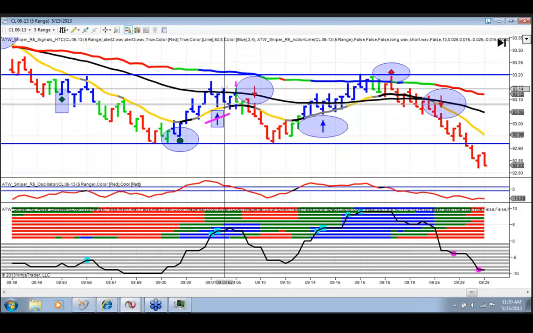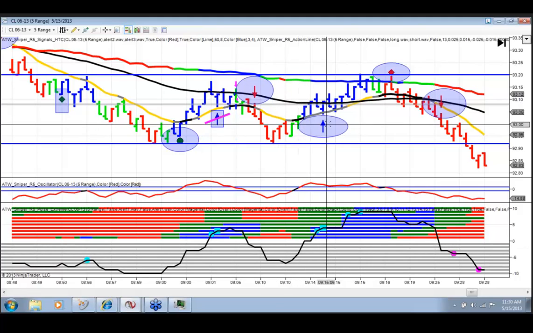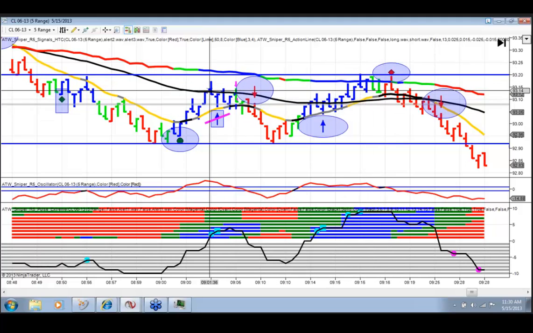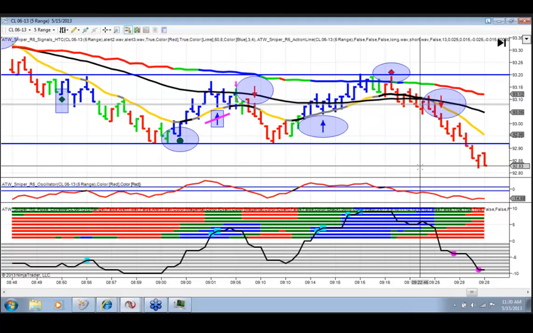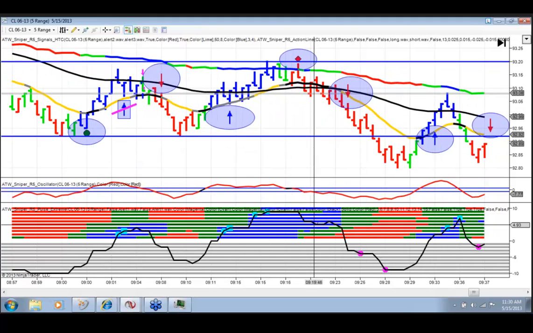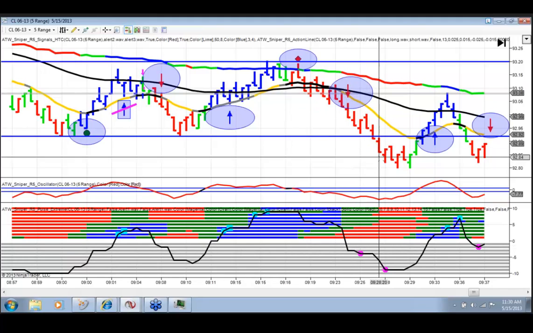So a little bit of a minor topping action here on the pullback at the 50 XMA. Roll back down, another winner, standard sniper black line cross, boom. The black line crosses over the white gap to the colored area. We're long again, winner. Standard sniper short at the top of the consolidation, winner. Follow through trade, our black line crosses from the colored area over the white gap to the gray area, bam, short again, nice win.